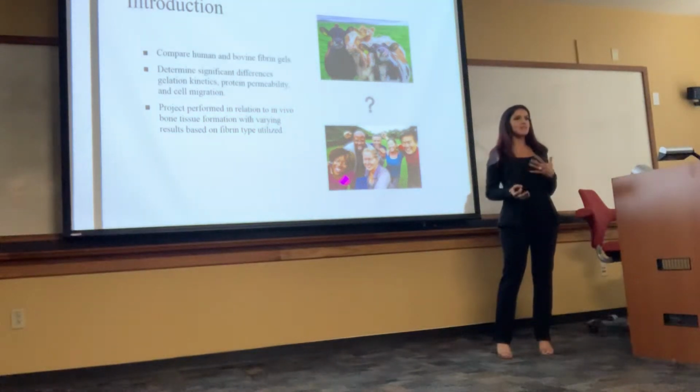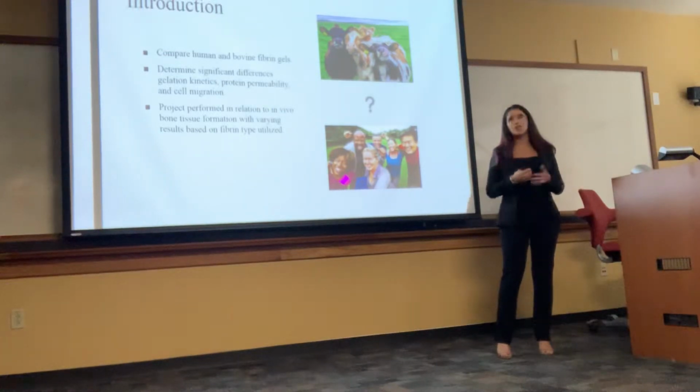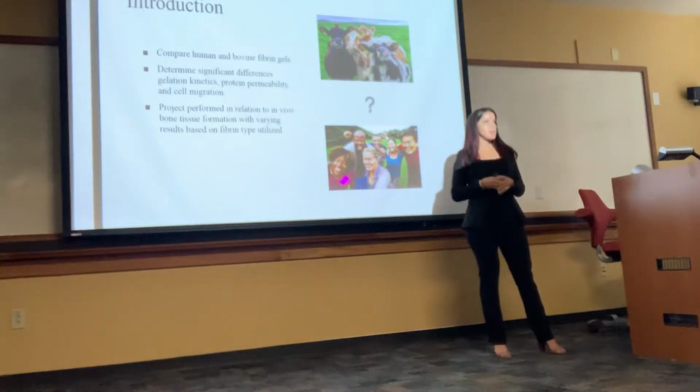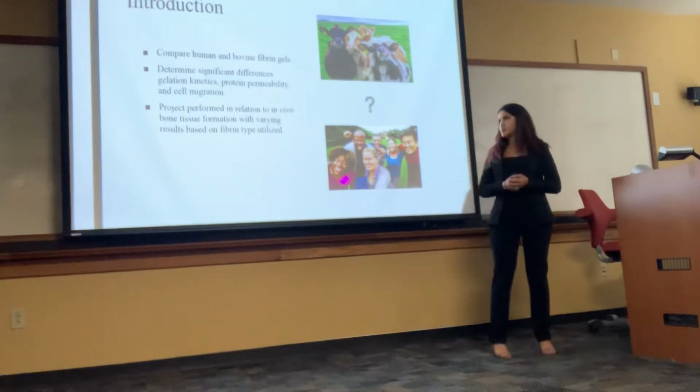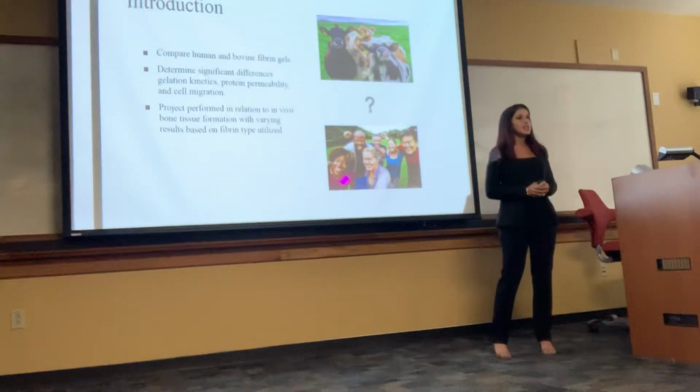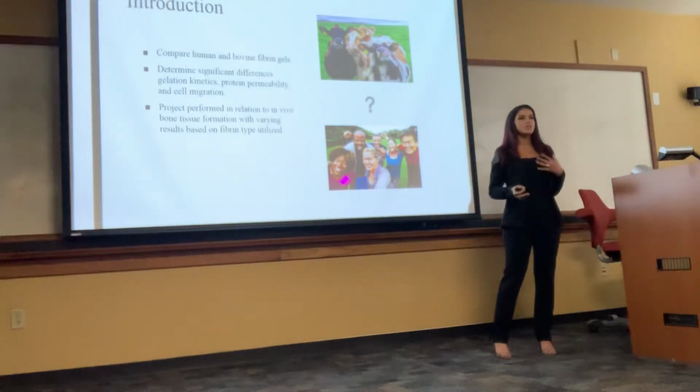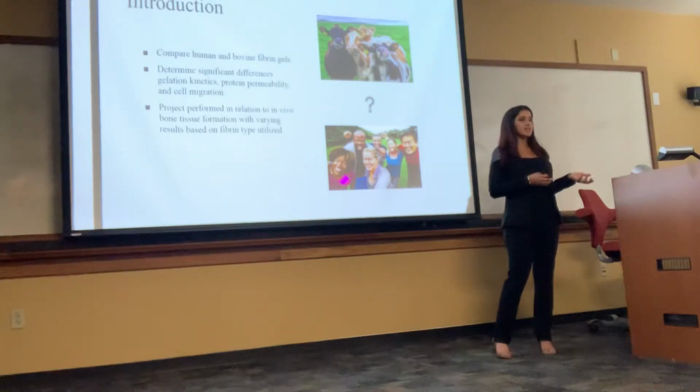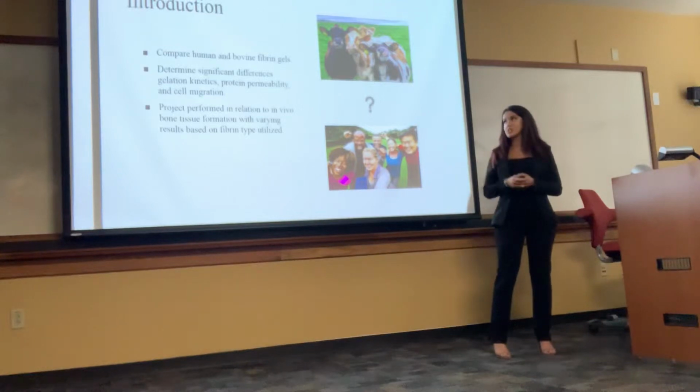Project that Dr. Gray has been developing, where he makes this model for in vivo bone formation, and they use fibrin gels. This experiment has been done with human fibrin and with bovine fibrin, and they have obtained different results according to the fibrin type they use. So this summer they assigned me to do a comparison in the gelation kinetics, the protein permeability, and the cell migration using these fibrin gels, to see if there's any significant difference that would indicate why there were differences in using these fibrin gels in their models.